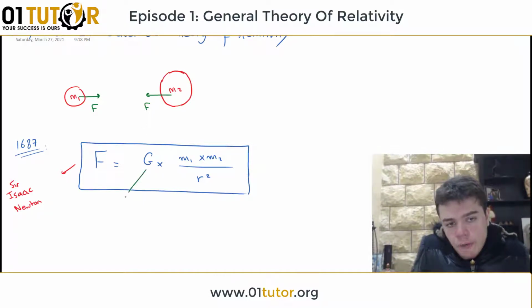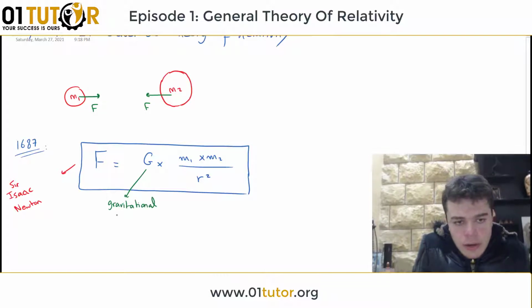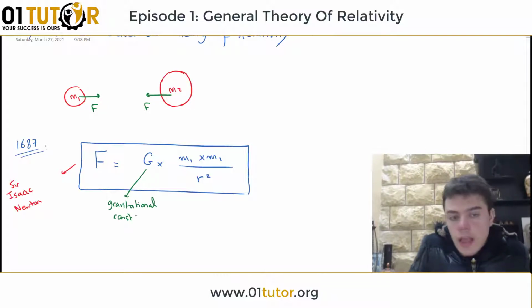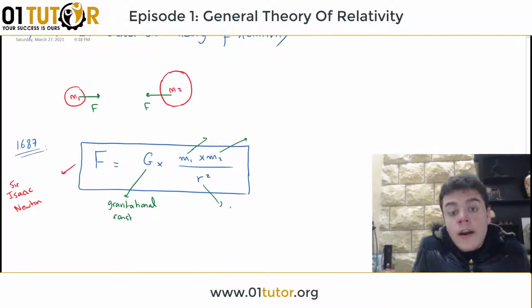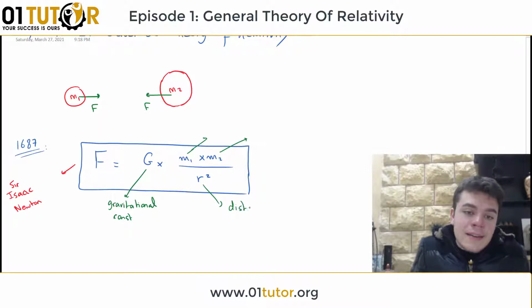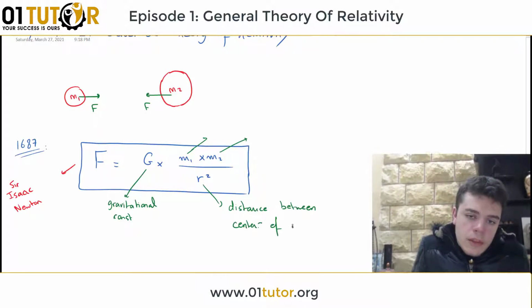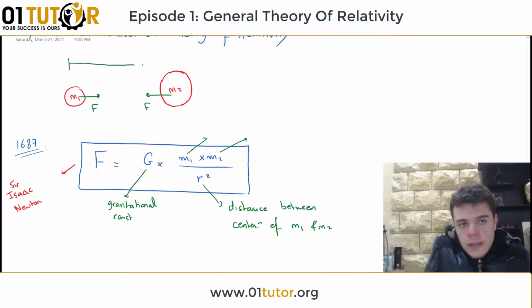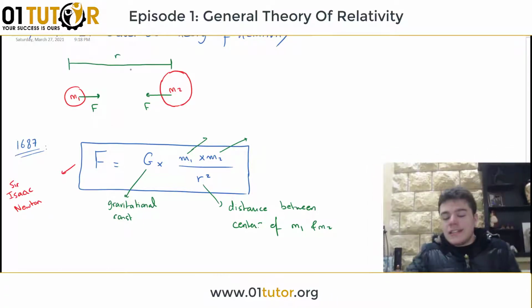It is a function of G, which is what we know as the gravitational constant. This is the mass m1, this is the mass m2, and r is the distance between the centers of these masses. So on the figure, this would be the distance between the centers.